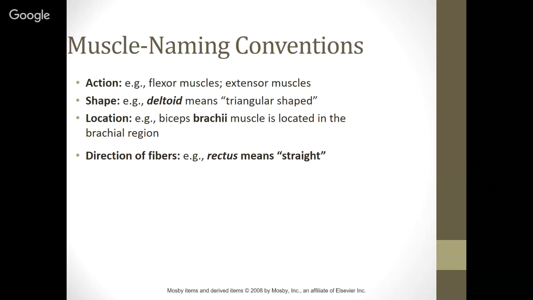Deltoid, for instance, means triangular shaped. We can name a muscle by location. For example, the biceps brachii muscle is located in the brachial region. Or by the direction of fibers, meaning we're naming a muscle because the fibers are straight. So rectus means straight. Rectus abdominis means the straight muscle. Transversus abdominis would mean something that goes across.